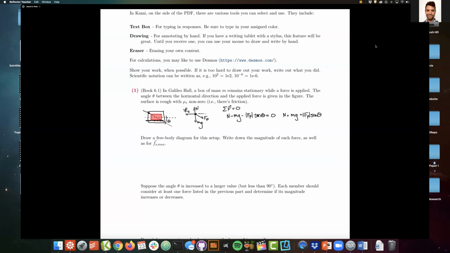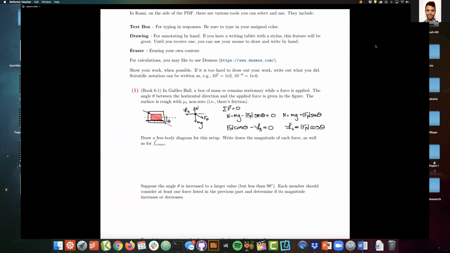Like I'm standing on a bathroom scale, or you're standing on a bathroom scale and I'm pushing down on your shoulders. The scale reads a larger number. In the horizontal direction, you've got the horizontal component of the push. Will have to the right be positive. And then there's a resistance from static friction. So in this case, the static friction, since nothing is moving, is just equal to whatever F push cosine of theta is.